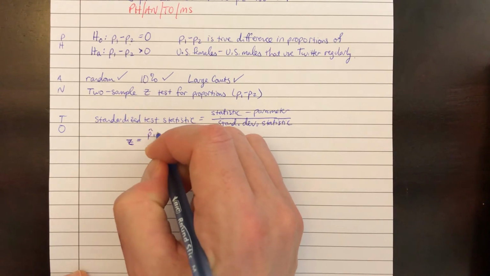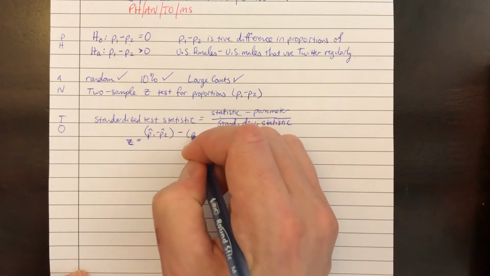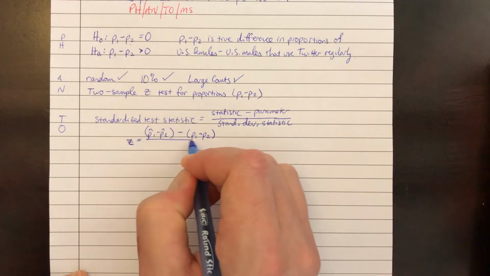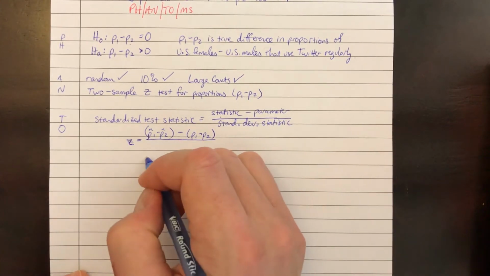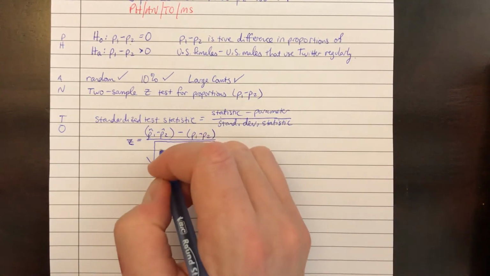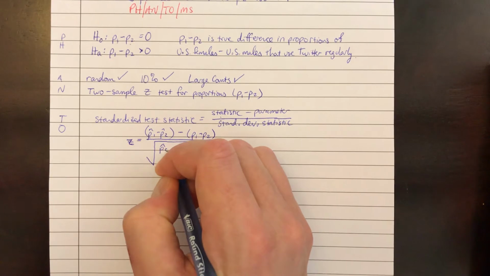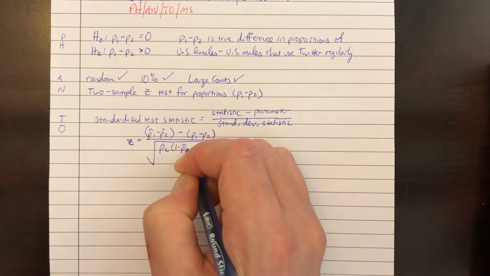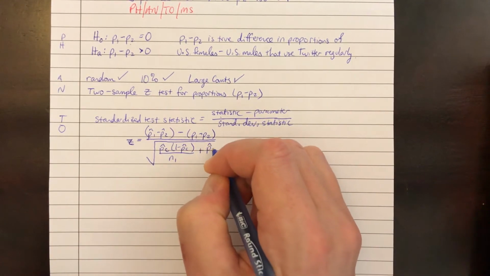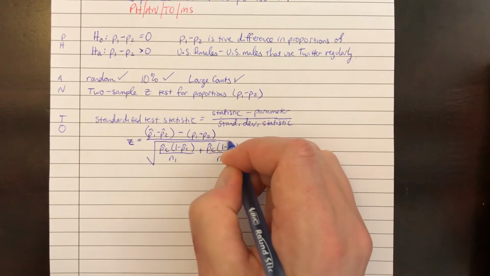So that's p hat 1 minus p hat 2 minus the parameter, which is the true proportion of females minus the true proportion of males, divided by, and this is where it gets a little interesting, the standard deviation of the difference of the proportions. I'm going to introduce p hat c times 1 minus p hat c divided by n sub 1 plus p hat c times 1 minus p hat c divided by n sub 2, that's sample size.